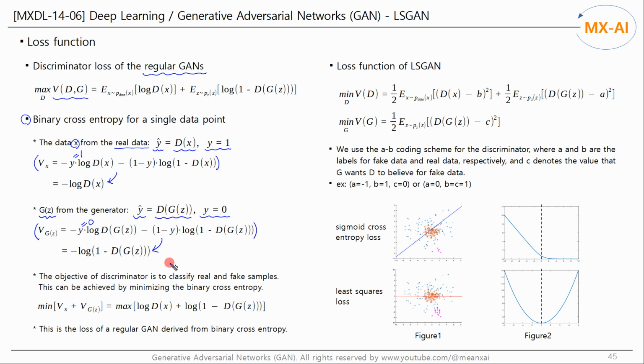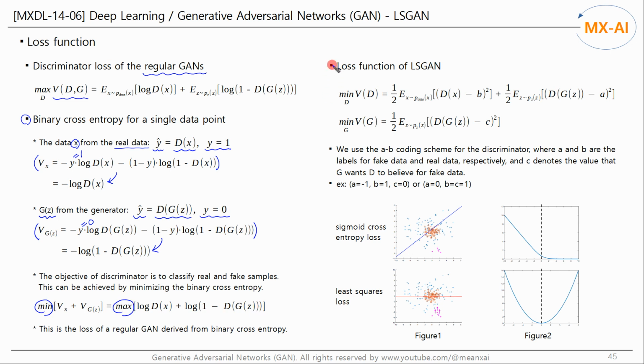The objective of the discriminator is to classify real samples and fake samples. This can be achieved by minimizing the binary cross-entropy. Alternatively, it can be achieved by maximizing the negative binary cross-entropy. In this way, we can see that the loss function of a regular GAN is derived from binary cross-entropy.